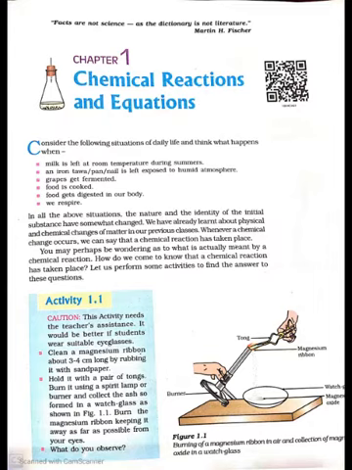1.14. Let us discuss some more examples of combination reaction. First one, burning of coal: C plus O2 is equal to CO2. 1.15. Second, formation of water from H2 and O2: 2H2 plus O2 is equal to 2H2O.